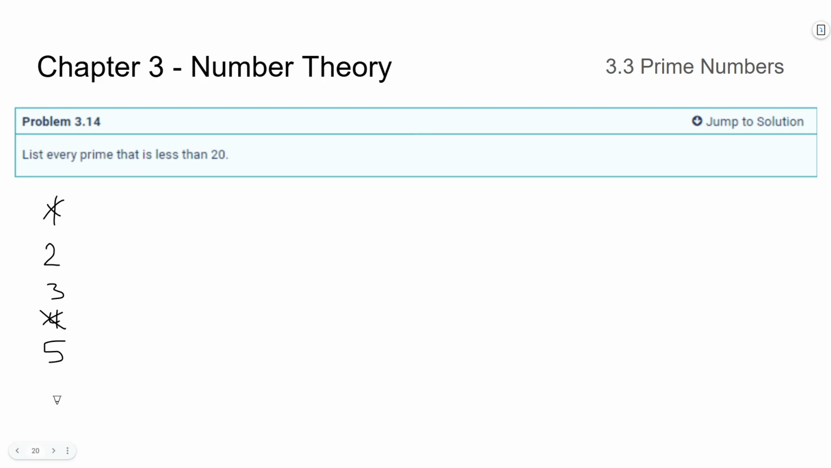How about 6? Well, let's go ahead and skip all the even numbers now because we know 2 is the only even prime. So 6 is not going to be a prime. How about 7? Well, it's not divisible by 2 or 3 or 4 or 5 or 6. So yeah, 7's a prime. 8 is divisible by 2, so that's not a prime. 9, is 9 a prime? 9's a tricky one. 9 will get you sometimes, but remember, 9 is not a prime. 9 is divisible by 3, so 9 is not a prime.